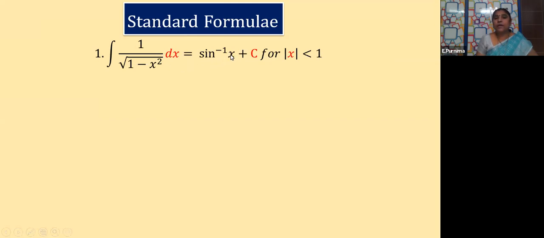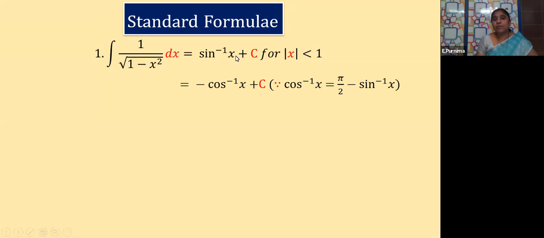So this is sine inverse of x plus c. The condition is mod x should always be less than 1, because it is under a square root. If this value is less than 1, then only 1 minus x square will become positive. Yes or not? Square roots exist only for positive values, we don't have them for negative values. So within the square root we should get only a positive value. That's why the value of x square should always be less than 1. So x square is less than 1, so obviously mod x should be less than 1. Is it clear?